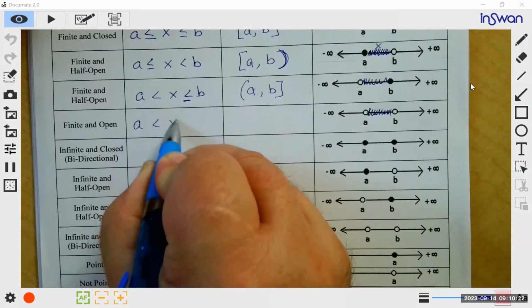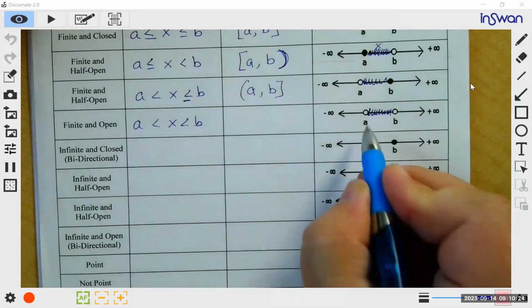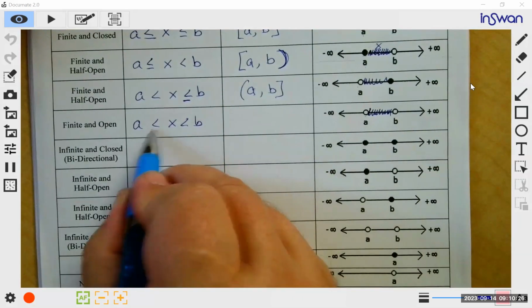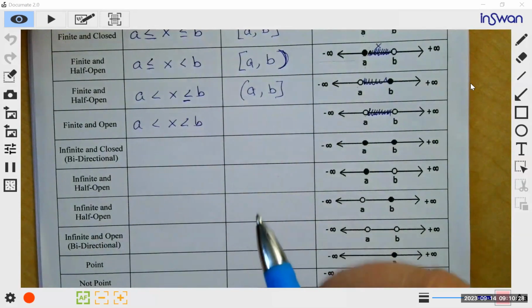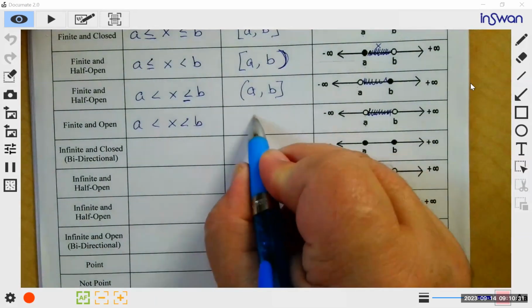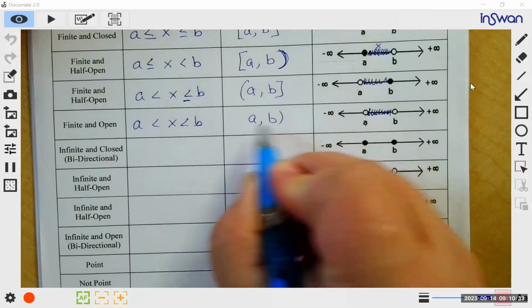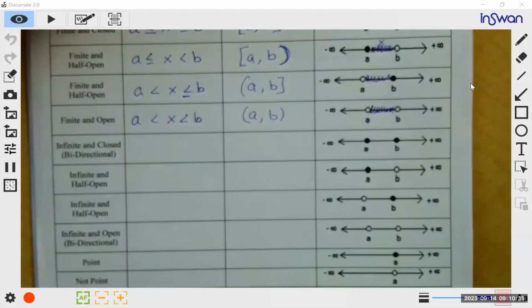Again, X is between A and B. I can't use either of them, so there's no equal sign. I'm going from A to B, and they're both open circles.